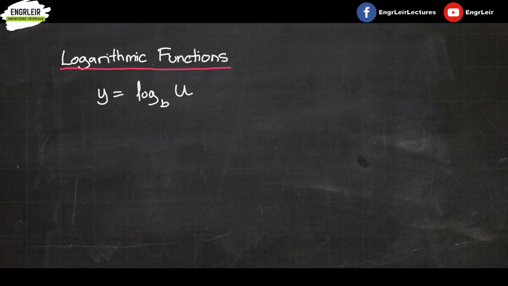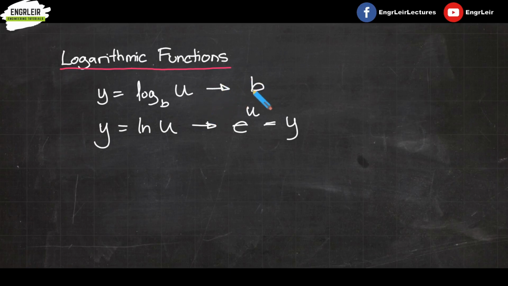So, kanina, nakuha natin, no? Yung function na y is equal to ln of u. Ang ibig sabihin lang nito, yung e, pag ni-raise mo sa u, equal sa y. Okay? E yung base. Now, we also have what we call the common log, o log base b of u is equal to y. Ang ibig sabihin lang yan, yung b ko, pag ni-raise ko sa, teka, baliktad pala ito, no? Yung exponent yung nandito, b raised to y is equal to u.